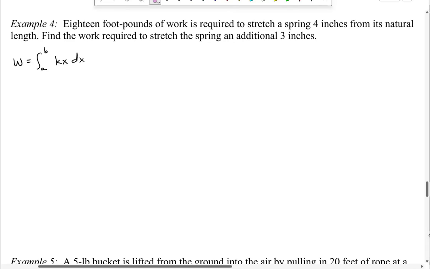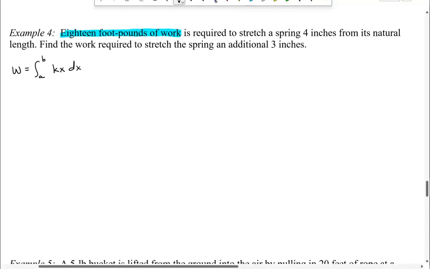Now, if you read this again, you'll see that they're giving us right here, that is work right there, 18 foot-pounds of work. So that's our W, is required to stretch a spring 4 inches from its natural length. So we'll have to talk about that for a moment, but that's going to have to do with the limits of integration. Find the work required to stretch the spring an additional 3 inches. So what I'm saying is that we have 18 for our work. We're integrating from natural length to some value here, which I want to talk about in a moment. And then we have kx dx.